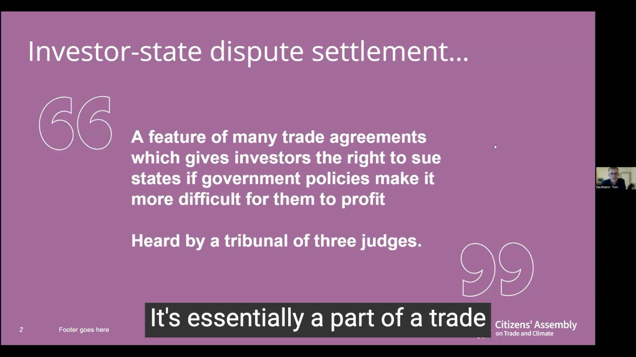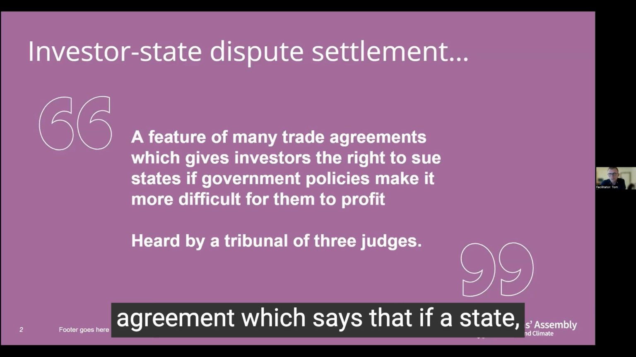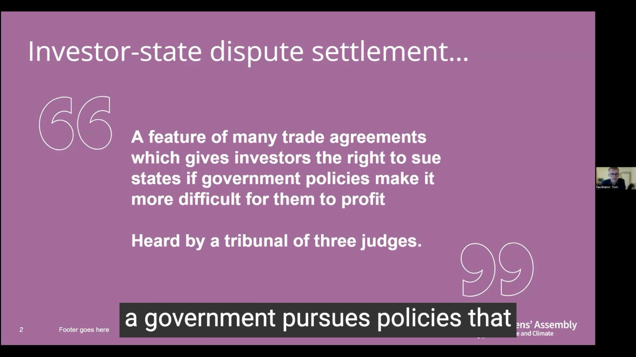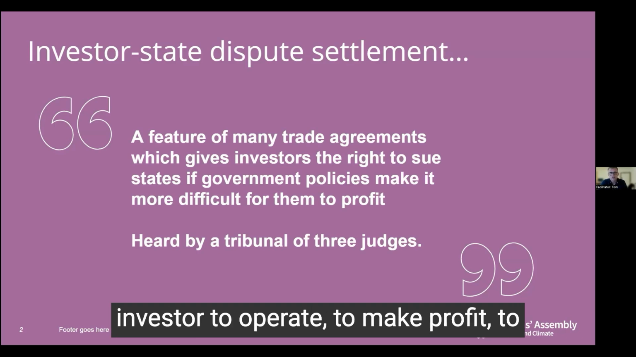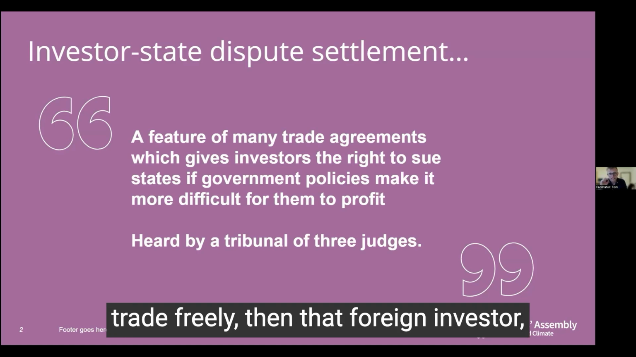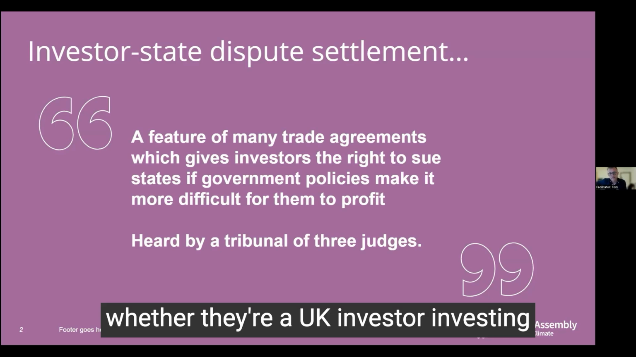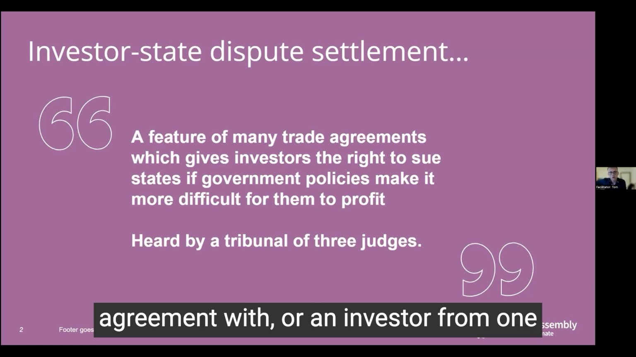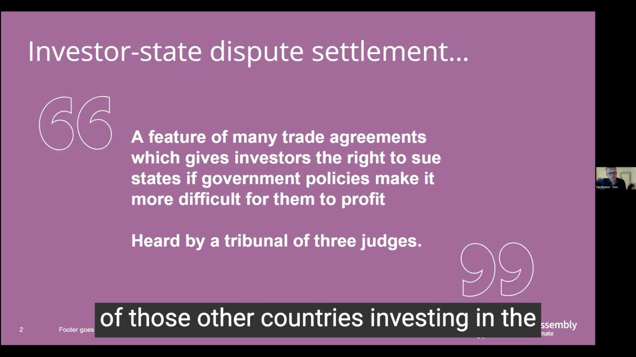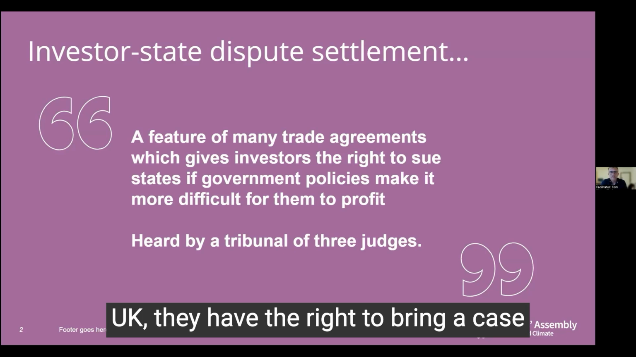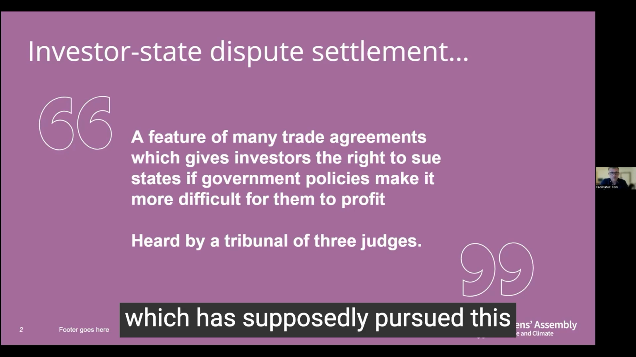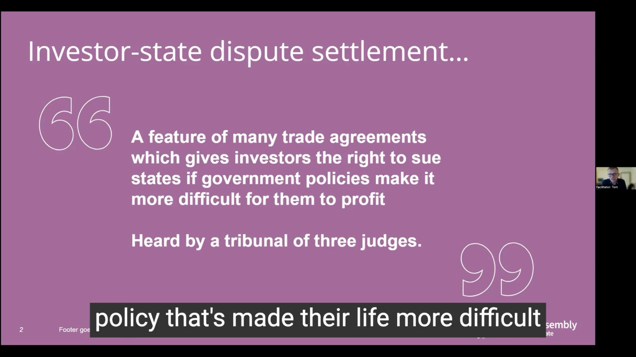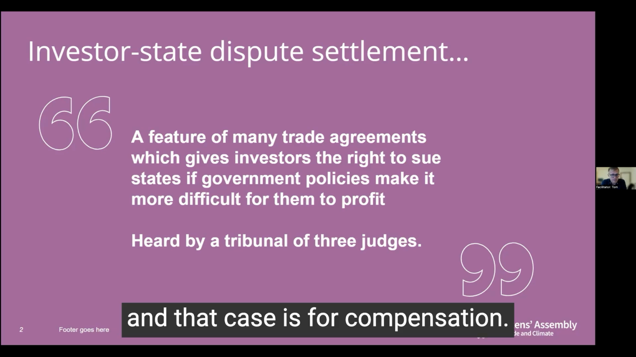It's essentially a part of a trade agreement which says that if a state, a government, pursues policies that make it more difficult for a foreign investor to operate, to make profit, to trade freely, then that foreign investor, whether they're a UK investor investing in a different country that we have an agreement with, or an investor from one of those other countries investing in the UK, they have the right to bring a case against the government of the country which has supposedly pursued this policy that's made their life more difficult. And that case is for compensation.